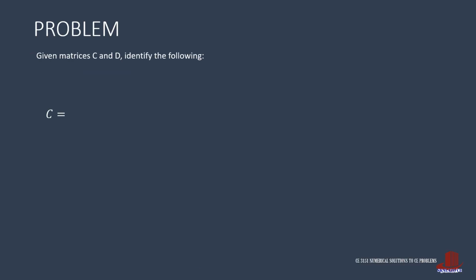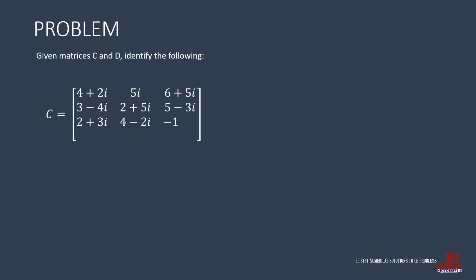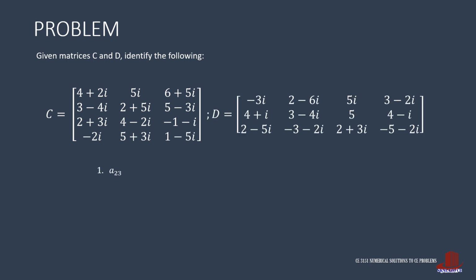Given matrix C with a 4 by 3 size and also matrix D which is 3 by 4, we are to determine element 2, 3 of matrix CD. Also element 2, 3 of the conjugate of matrix C. Then lastly, element 2, 3 of the product of D dagger times the transpose of matrix C.